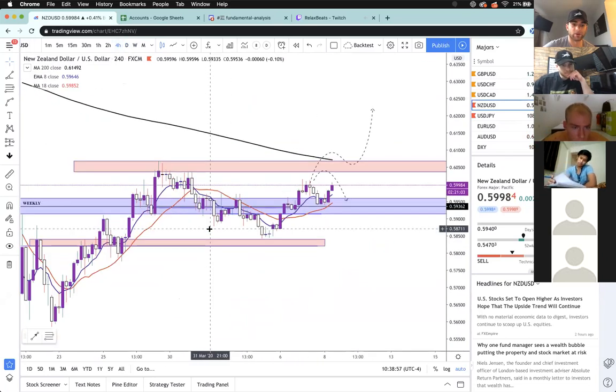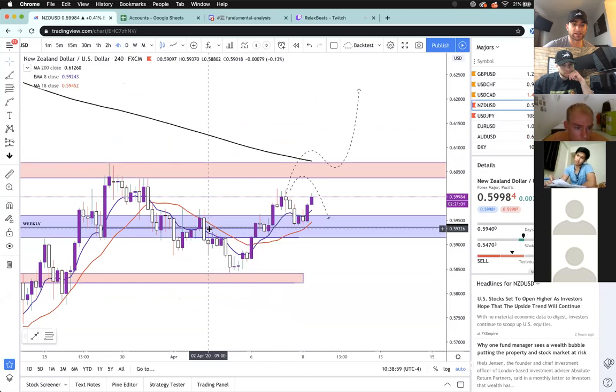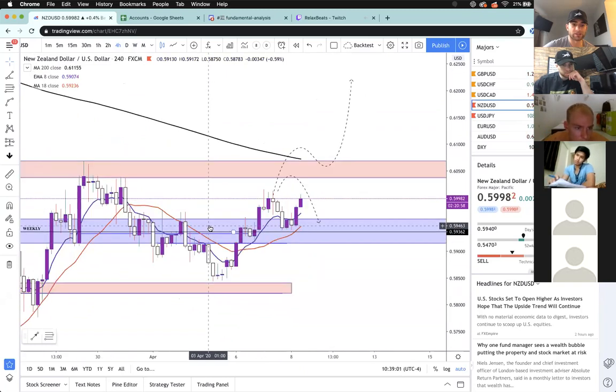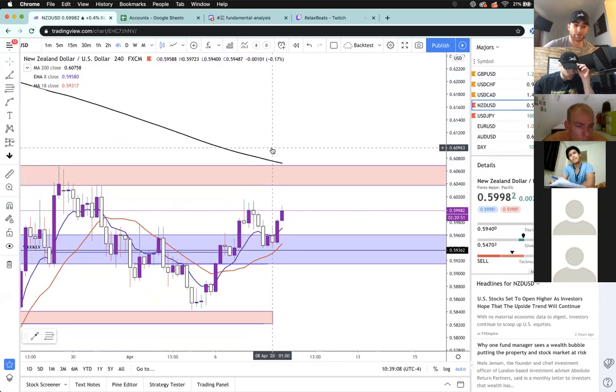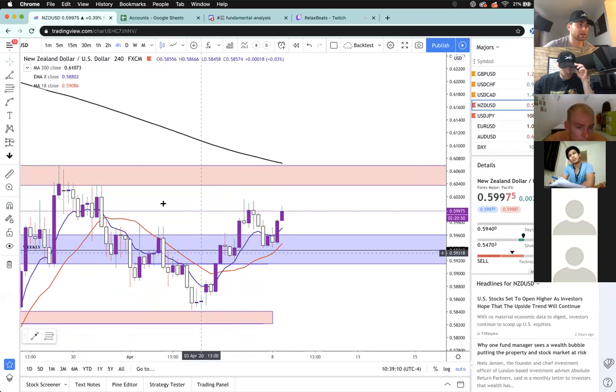Let's go to the 4 hour. 4 hour has transitioned. 4 hour is pretty bullish at the moment. Let's take these off for now. 4 hour is pretty bullish. Why do I say that? Nice double top confirm on the daily and the 4 hour.